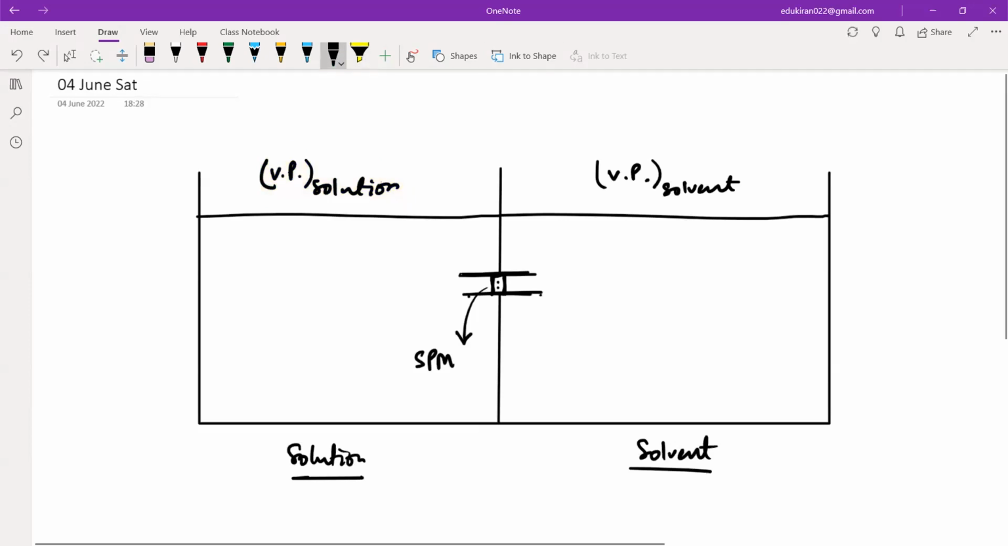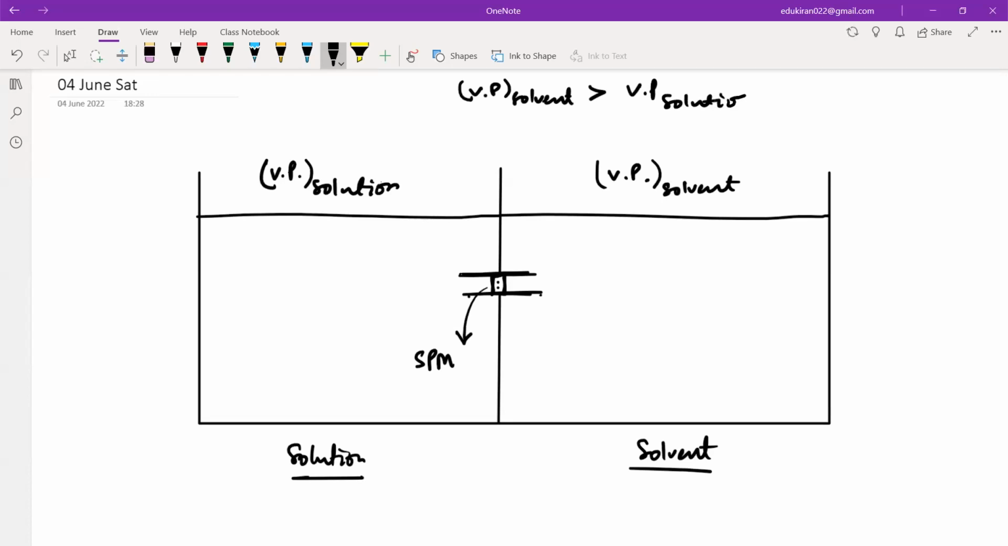So what we will see? Vapor pressure of solvent is greater than vapor pressure of solution. Now, there will be some pressure that will be more in solvent when I compare this with solution. So, in order to make both of them equal, where will I add pressure? Will I add pressure in A or B?